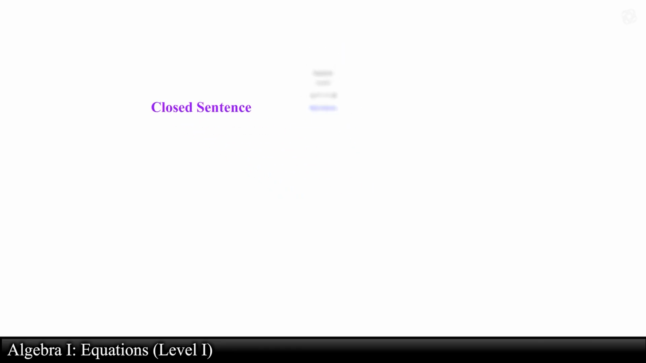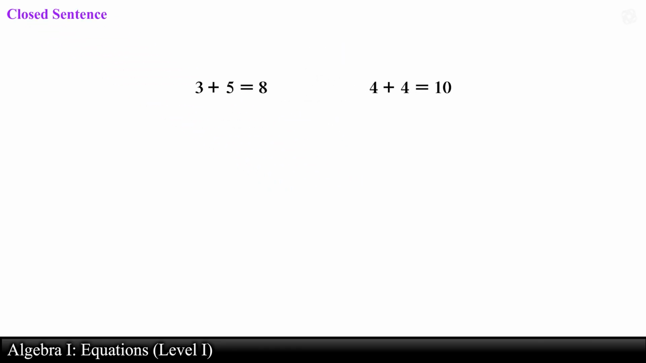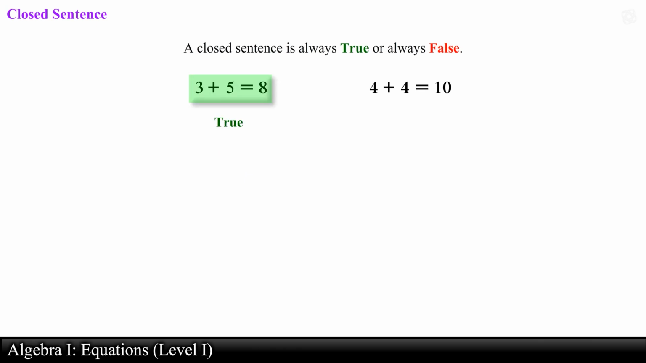In algebra, equations are a type of mathematical sentence that can either be open or closed. Examples of closed sentences are the following numerical expressions. A closed sentence is always true or always false. In the first equation, the sentence is always true. 3 plus 5 is equal to 8 is always true. In the second equation, the sentence is always false. 4 plus 4 is equal to 10 is a false statement.